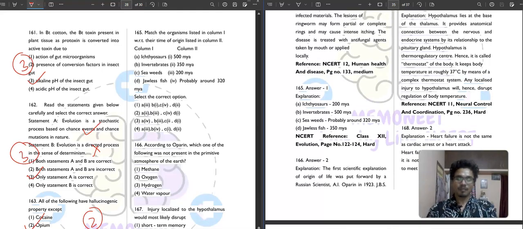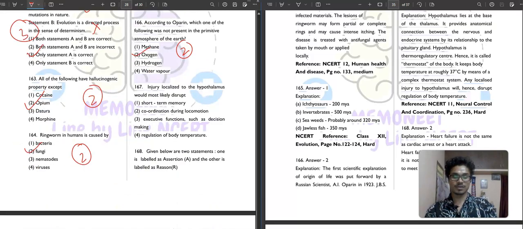Then question number 165. Match the organism listed in column first with column second. Ichthyosaurus evolved 200 million years ago. Invertebrates evolved 500 million years ago. Seaweeds probably 320 million years ago, and jawless fish 350 million years ago. The correct answer is option number first. Then question number 166. According to Oparin, which one of the following was not present in the primitive atmosphere of the earth? Methane, oxygen, hydrogen or water vapor. Oxygen was not present because the initial atmosphere was reducing.